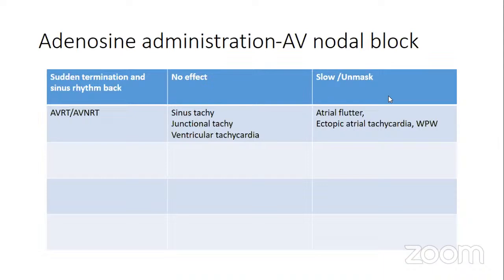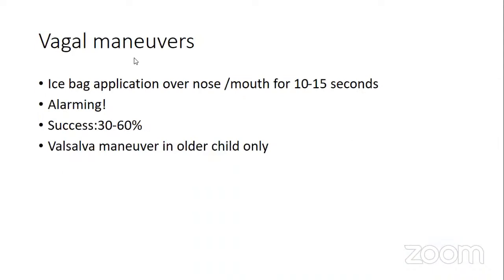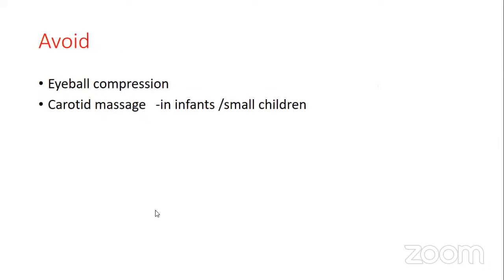In case of vagal maneuvers, we put an ice bag application over nose and mouth for 10 to 15 seconds and we avoid the eyeballs. It can be very alarming if we put the ice bag over the eyeballs. The success rate is 30 to 60%. Vagal maneuver is used in case of older children only. Carotid massage is avoided in infants and small children.